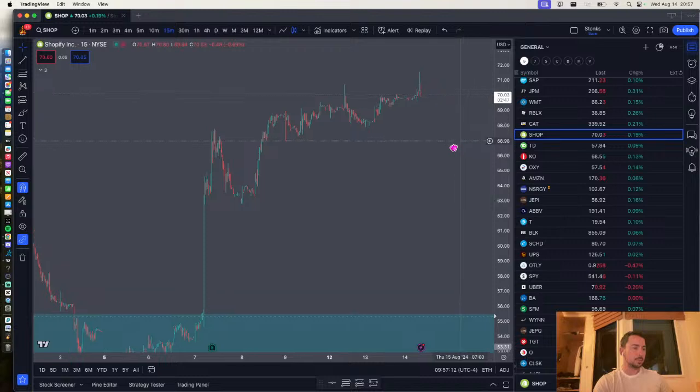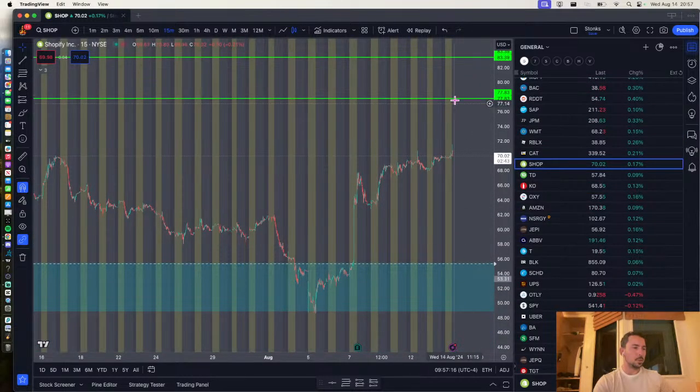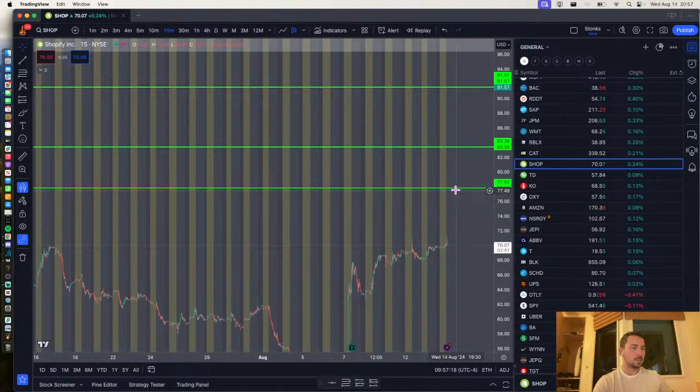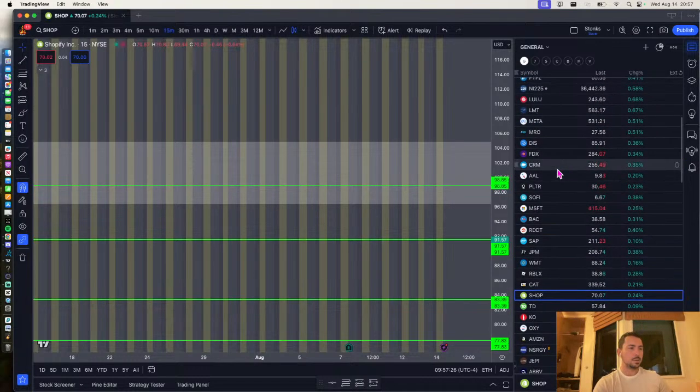Shopify is up nicely, obviously. That one we're holding. Like I said, that is a long swing. My first take profit will be 77.83, then 83.39, then 91.57. Final TP at 98.85. Those will be my 4 take profit areas for this swing trade.